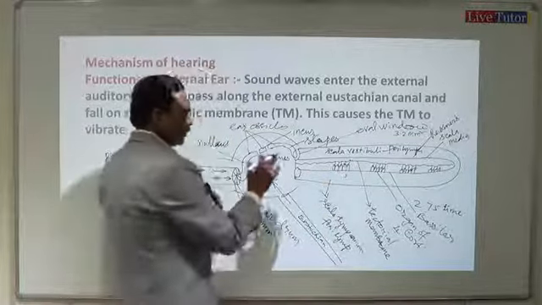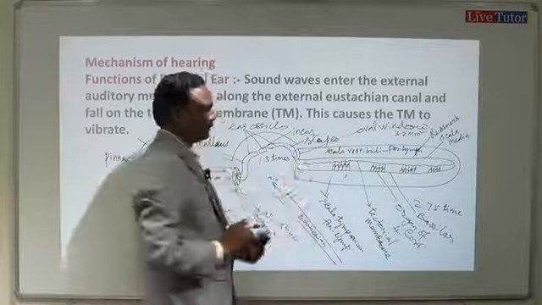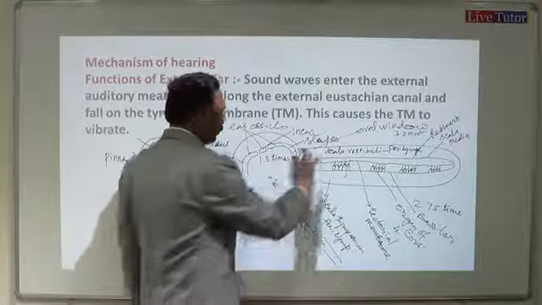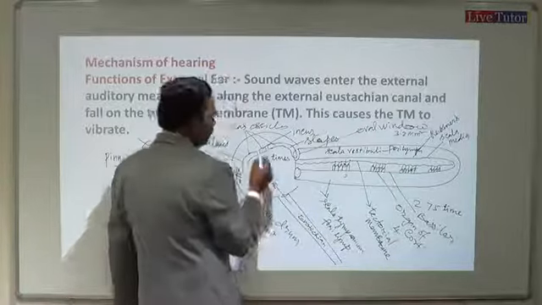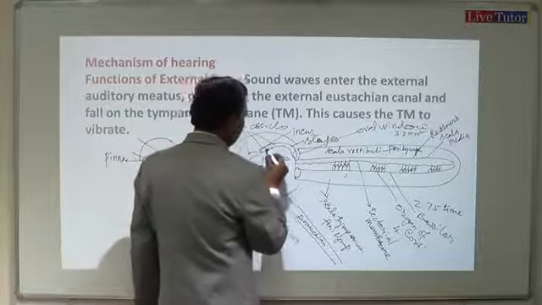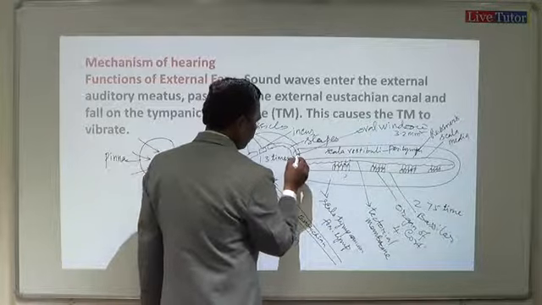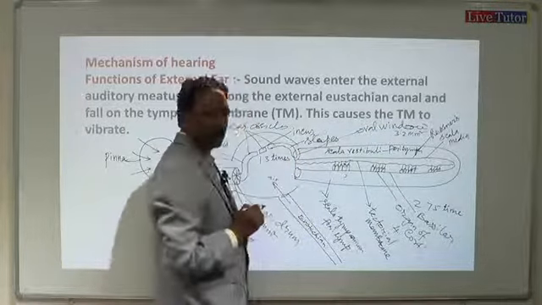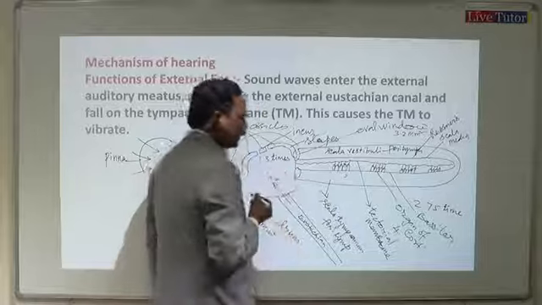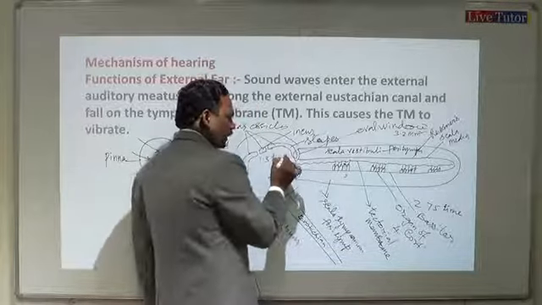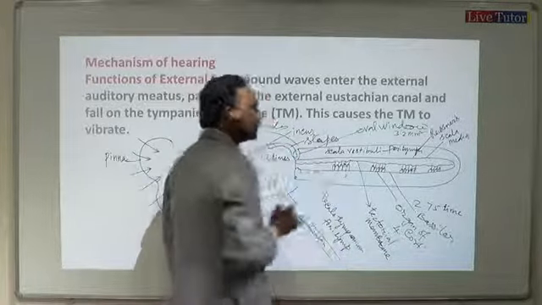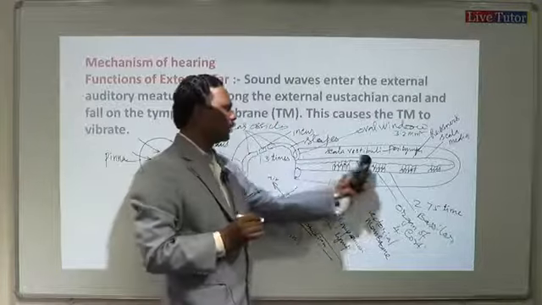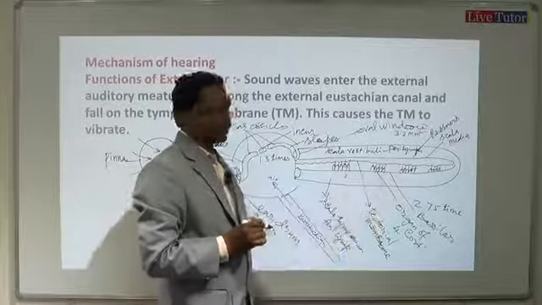Then come to the mechanism. This is the structure of the cochlea. This may be one 5-mark question. The sound vibration is transmitted through the ear ossicles and strikes the oval window. The oval window gets vibrated, and the sound vibration is now transmitted as pressure waves in the liquid filled in the cochlea.